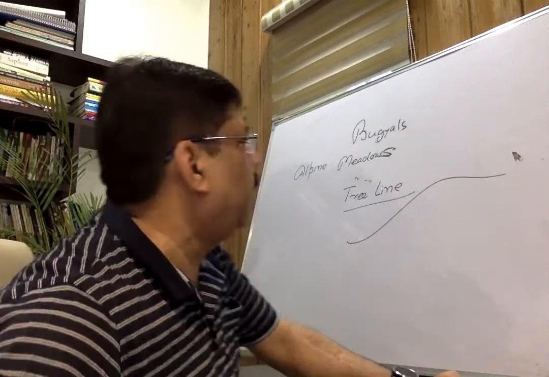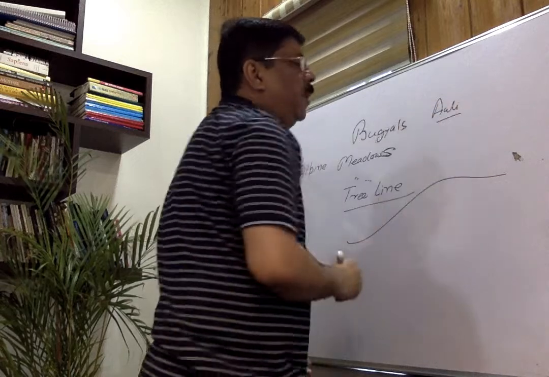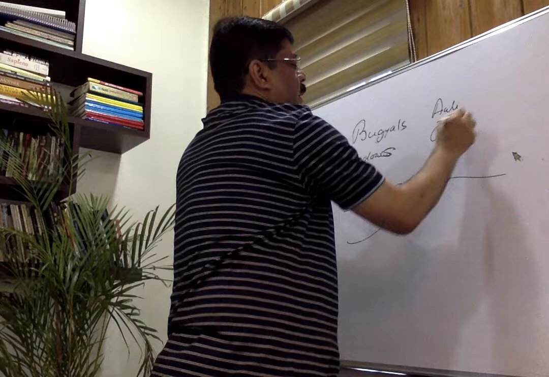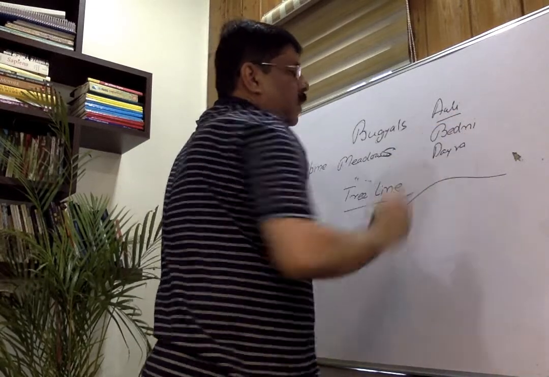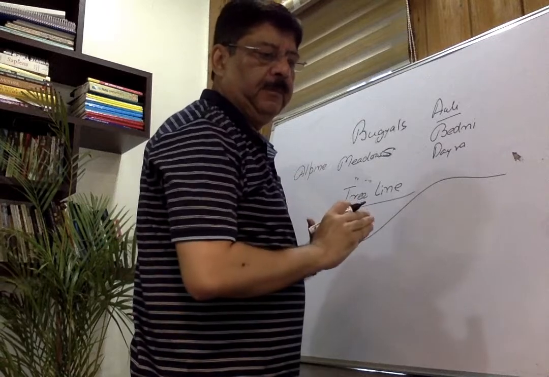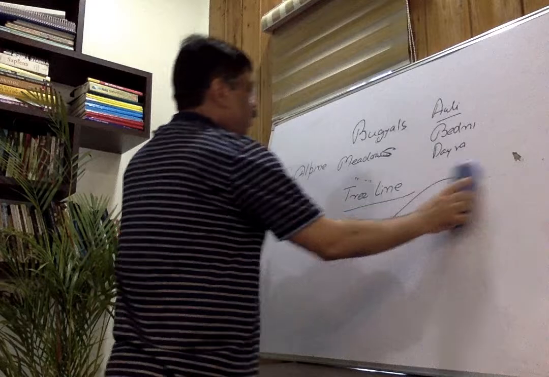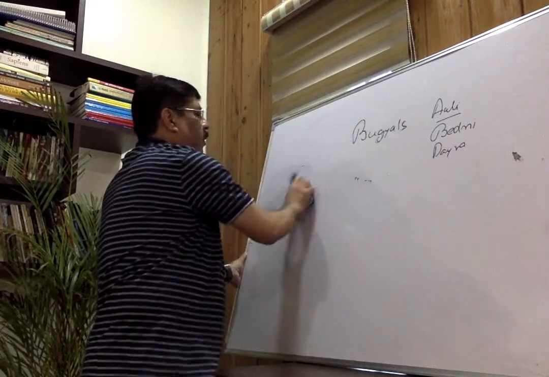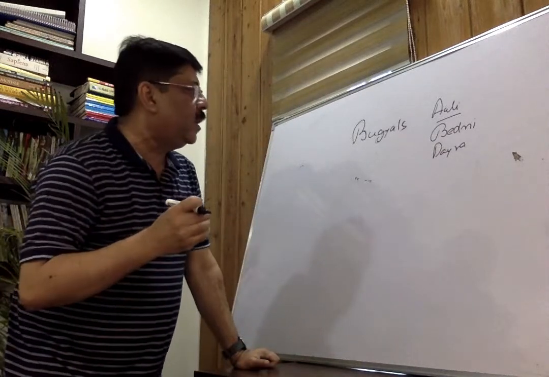There are many famous bugyals like Auli bugyal, very famous, Bedni bugyal, Daira bugyal, and many more in Uttarakhand. Bugyals are the main attraction. If you go to Auli, there's a famous skiing ground there.